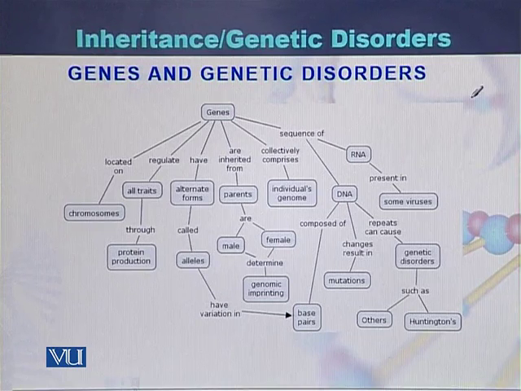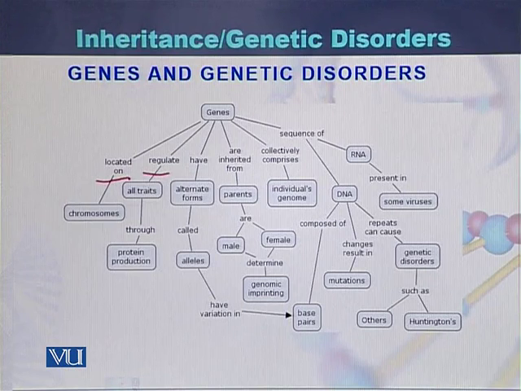If we see what the roles of the genes are and where genes are located, genes are located on the chromosomes, they are heredity units. Genes regulate all the traits or all the phenotypes. So all the diseases appear in the individual due to the mutation in the genes. Those diseases which are due to the mutation of the genes are called genetic disorders.